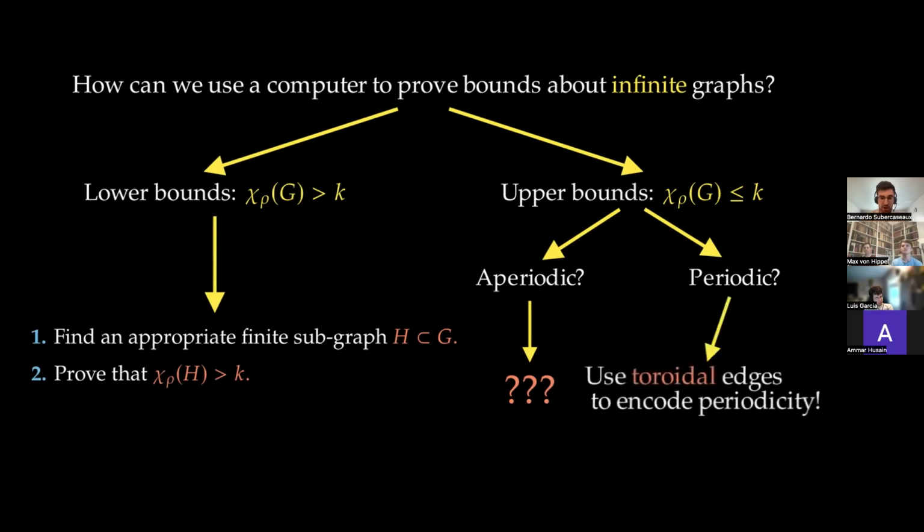And for periodic ones, the main idea is going to be using something that we call toroidal edges that will encode in a finite subgraph H the fact that I want to use that subgraph periodically for the full coloring. So I'll add some extra edges that make the graph understand that I need a coloring that takes into account the fact that I'm going to connect it with itself periodically.